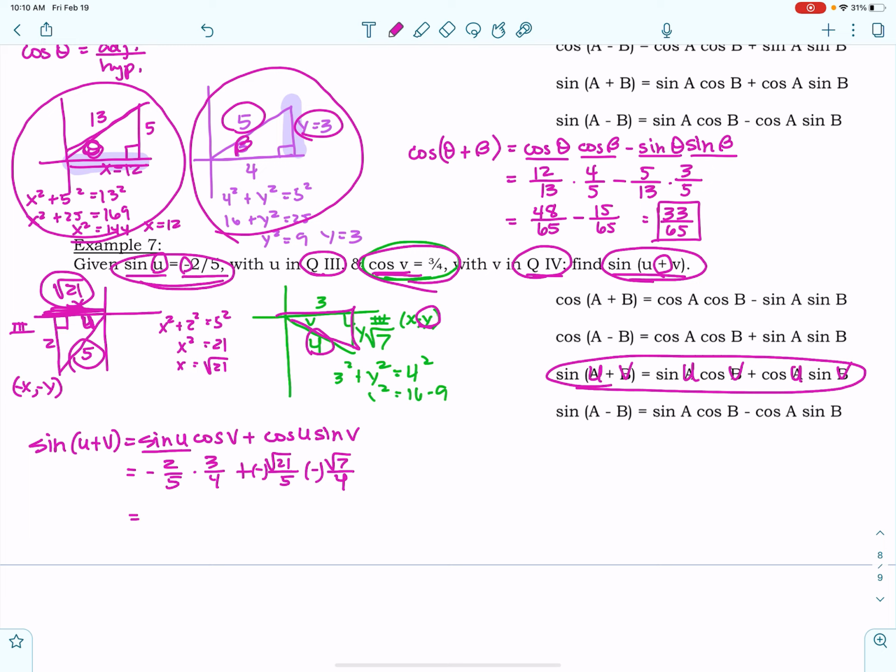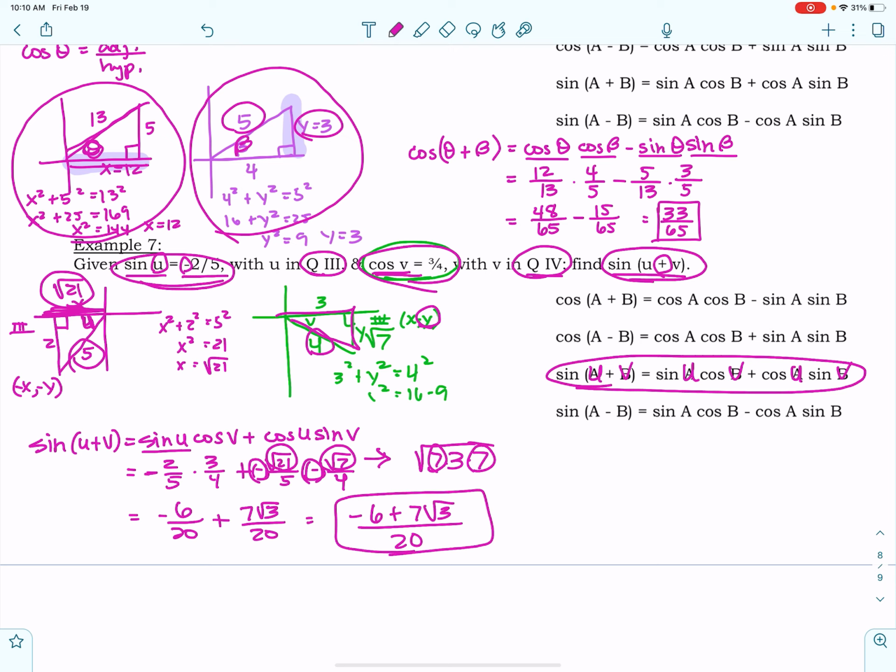All right, so you have to be careful with your negatives. Negative 2 times 3 is negative 6 over 20 because 5 times 4 is 20. But here I have a negative times a negative, so this is actually going to become positive. So radical 21 times radical 7. Okay, we have to do some math here. 21 consists of 7 times 3. And then when I multiply that by radical 7, I end up with 2 7s in my radical. So the square root of that is 7. So 7 radical 3 over 20. So this ends up giving me negative 6 plus 7 radical 3 over 20. Yipes. I warned you these were difficult. I don't want any complaining.